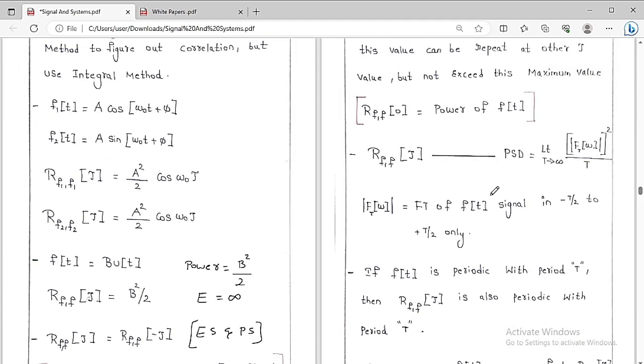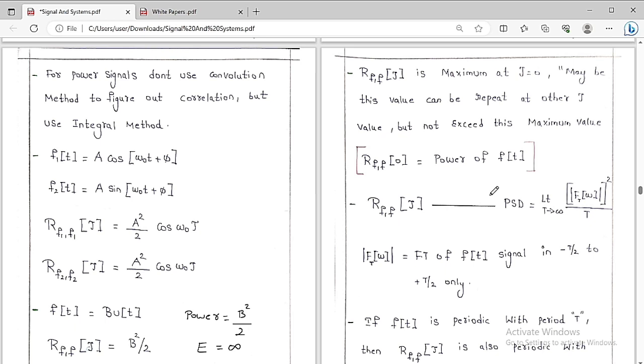Now the next property is that the autocorrelation function at tau is maximum at tau equal to 0. Maybe this value can repeat at other tau values, but it will not exceed this maximum value. So R_ff(0) is called the power of f(t). Listen carefully to what I am trying to tell you.